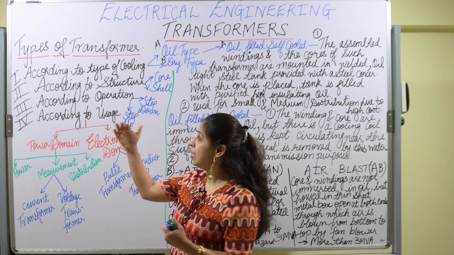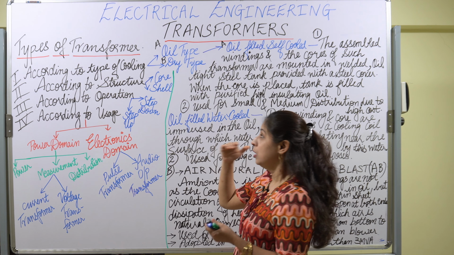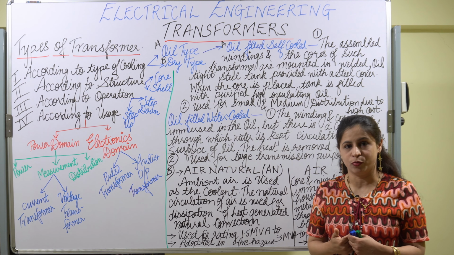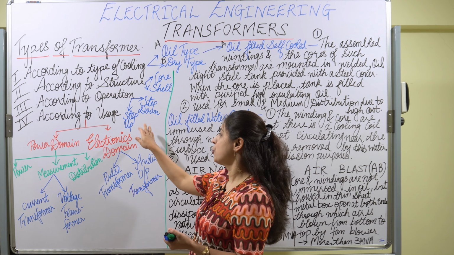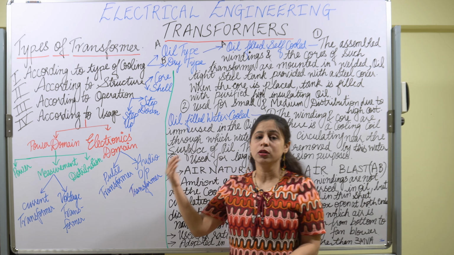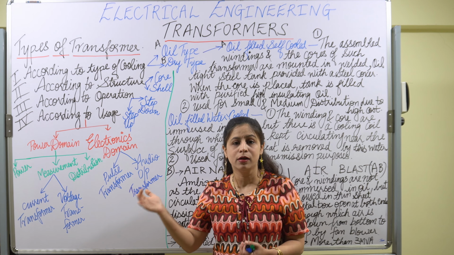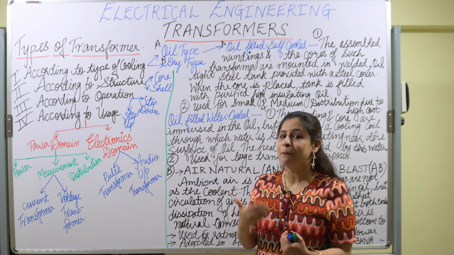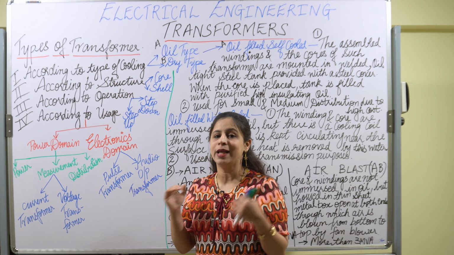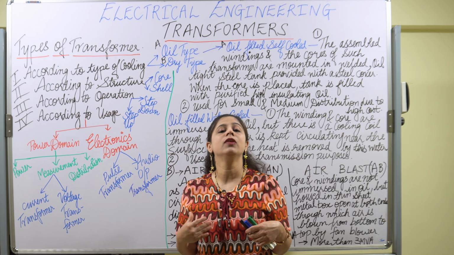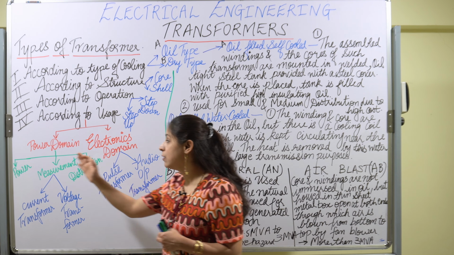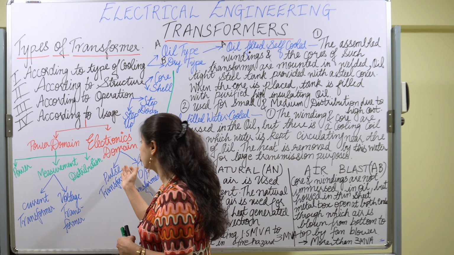Then the second category is according to the structure. It is divided into core type transformer and shell type transformer. And according to the operation, step up and step down. If we want the voltage on the secondary side to be higher, then we use a step up transformer, and if the voltage we want on the secondary side is lower than the primary side, then we use a step down transformer. And according to the usage, they are again divided into power domain and electronics domain.